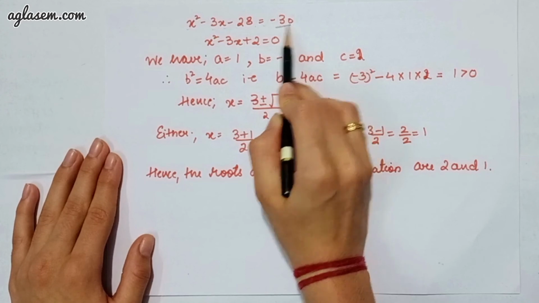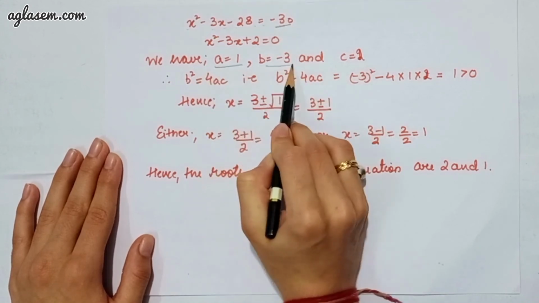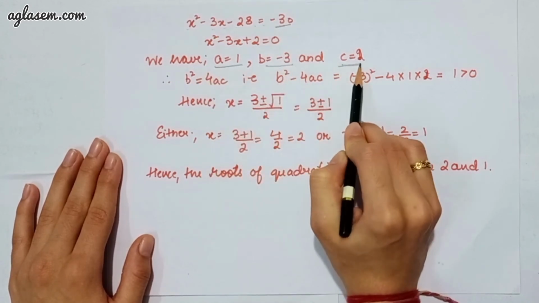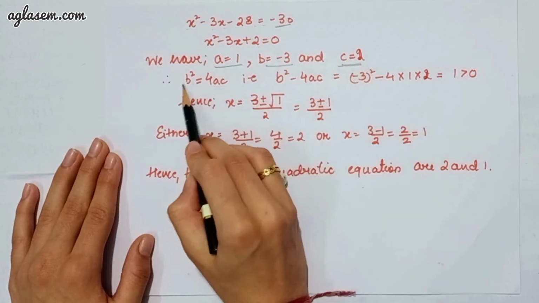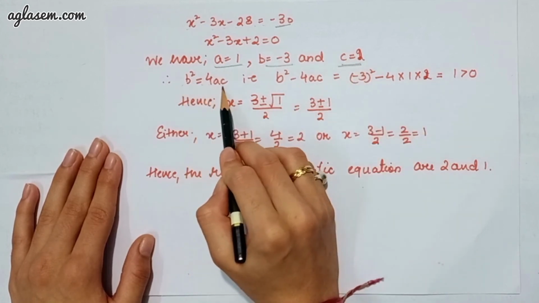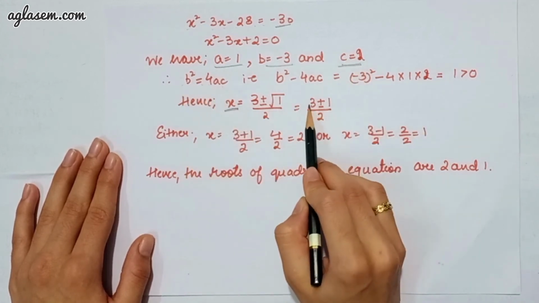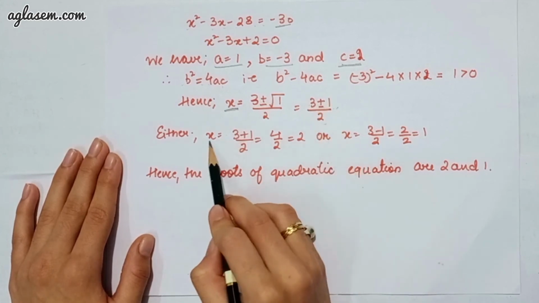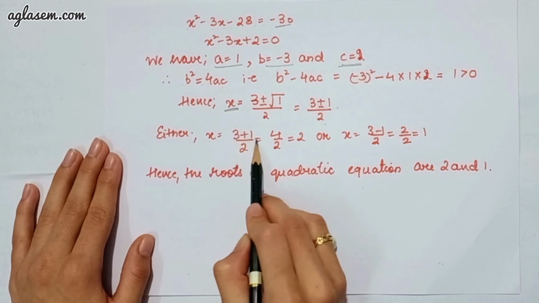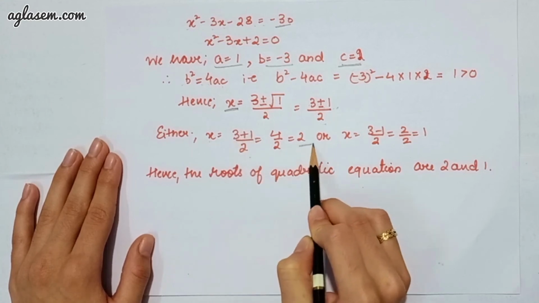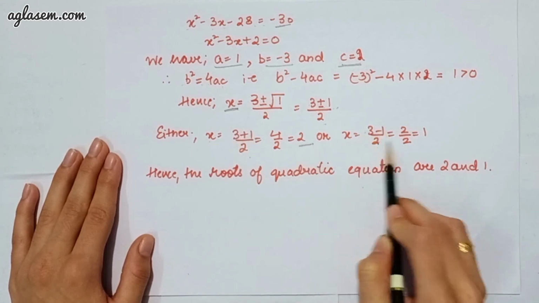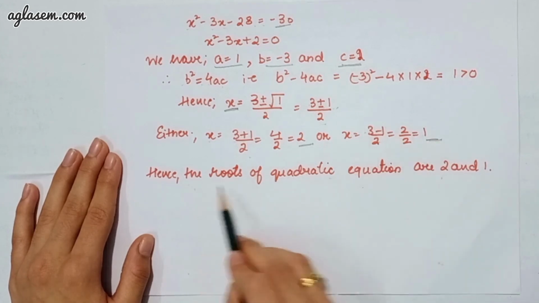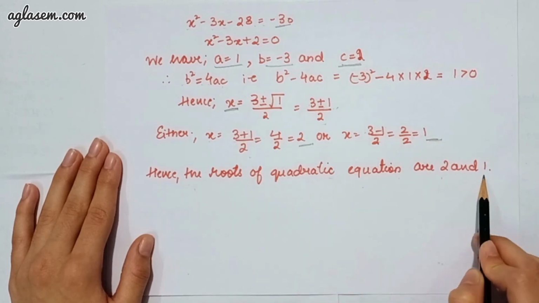Therefore we have A as 1, B as minus 3 and C as 2. Further applying the same formula, that is b square minus 4ac, we will get x as 3 plus or minus 1 divided by 2. Either we can write it as x equals 3 plus 1 divided by 2, which will give you 2, or 3 minus 1 divided by 2, which will give you 1. So the roots of the quadratic equation are 2 and 1.